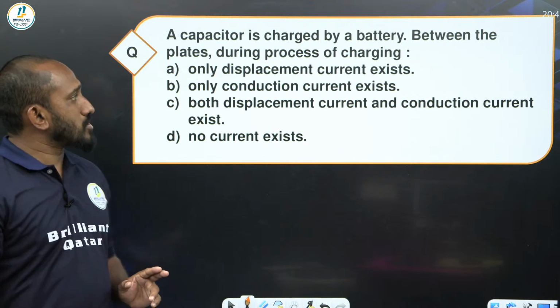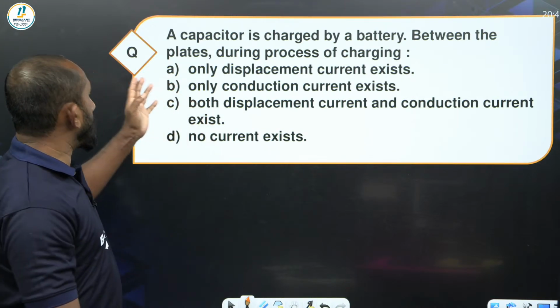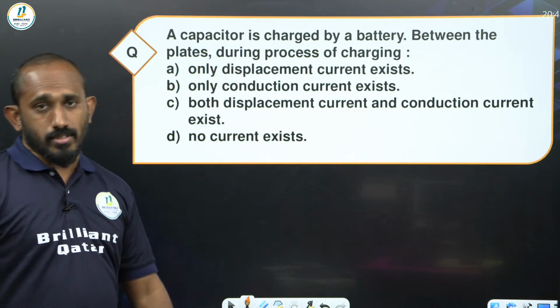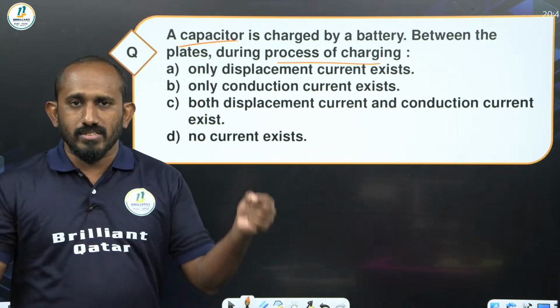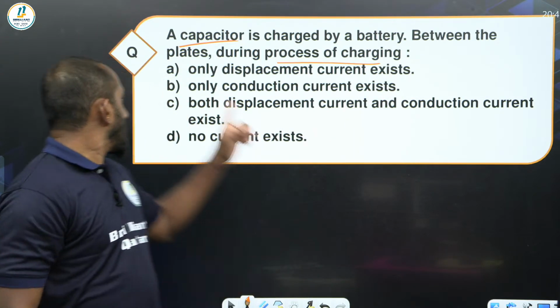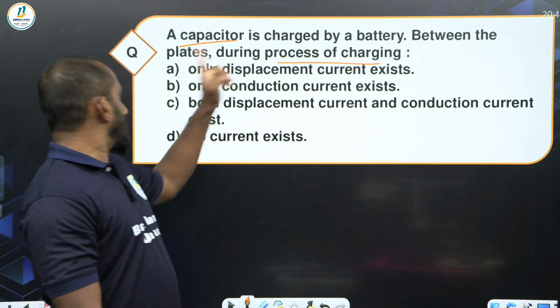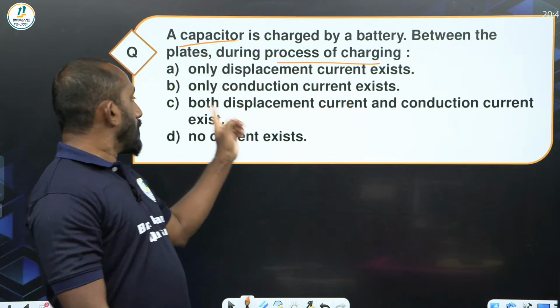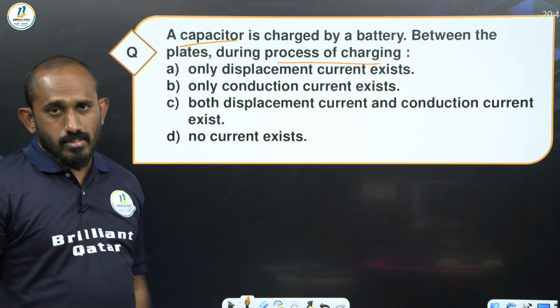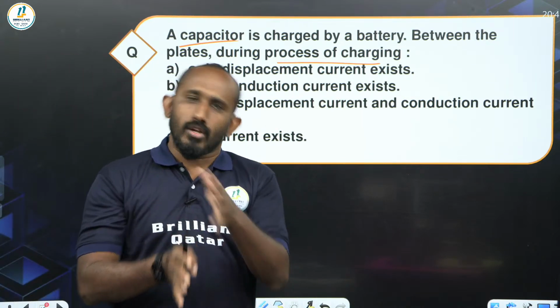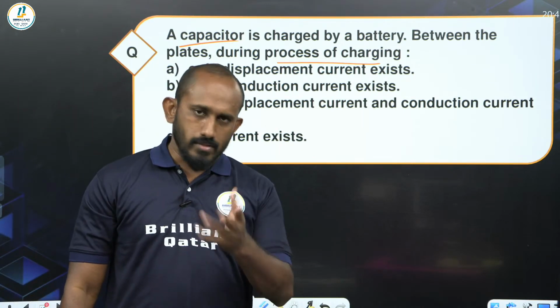A capacitor is charged by a battery. Between the plates, during the process of charging, so the capacitor concept in the first question we explained already. While charging the capacitor, does only displacement current exist, only conduction current exist, both displacement current and conduction current exist, or no current exist? So between the plates of a capacitor, normally it is free space, air is there.